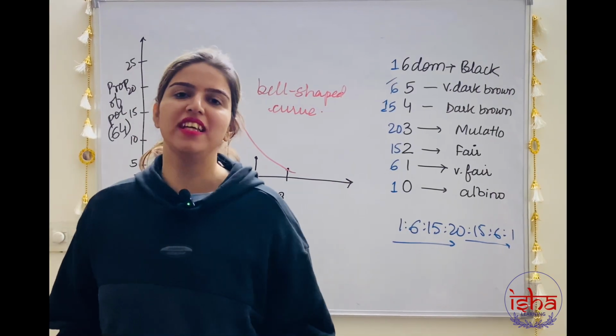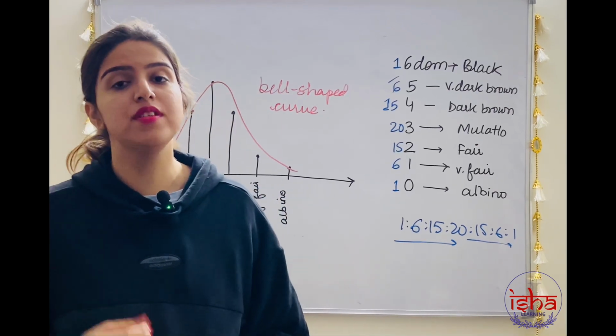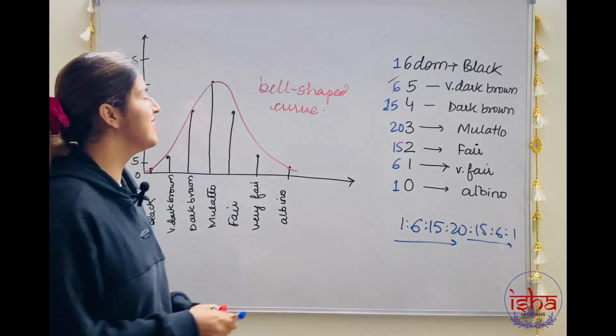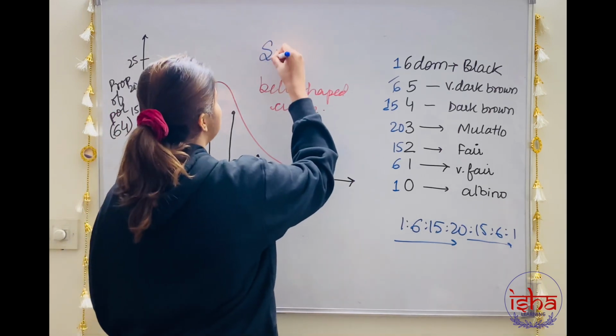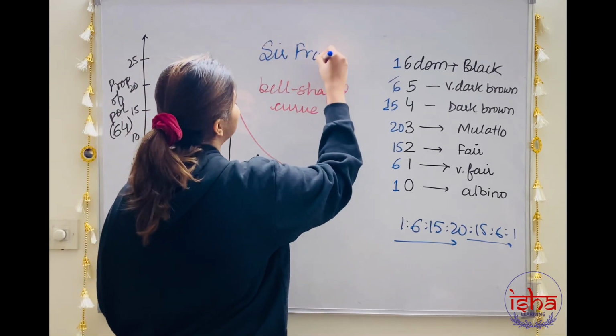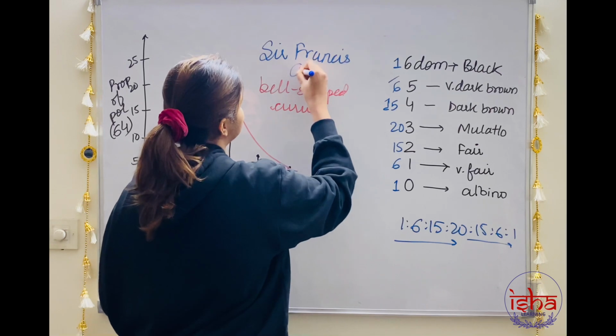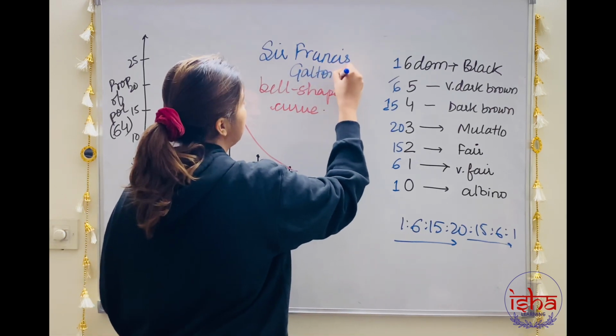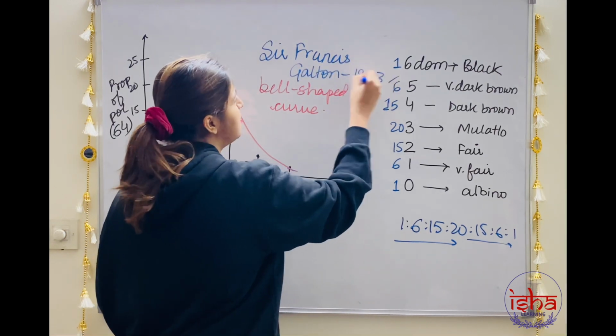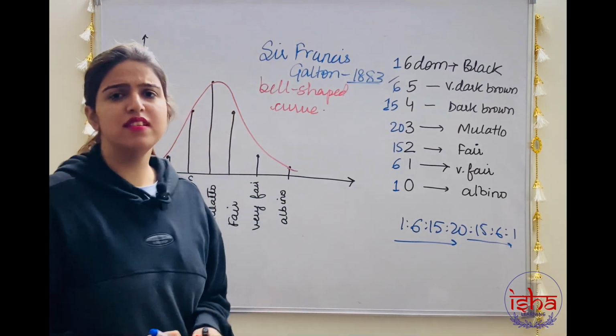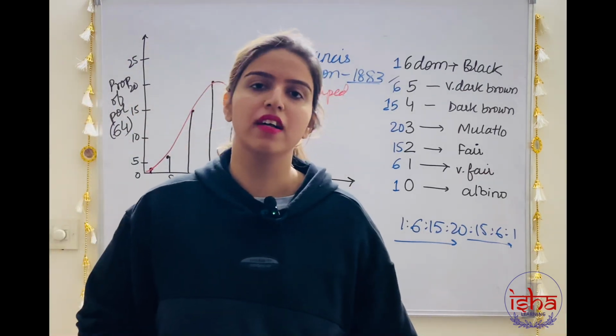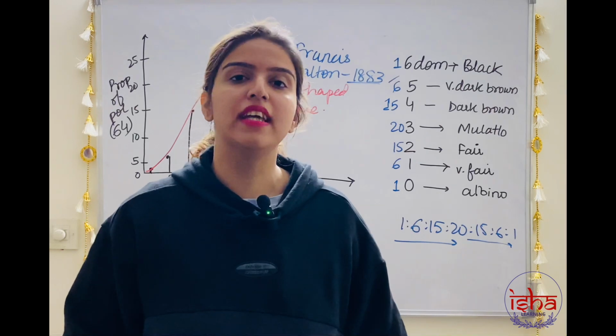Well, this polygenic inheritance in man was studied by Sir Francis Galton in 1883. So this is not something which is very new to us. These studies were done a long time back. So this was all for polygenic inheritance.